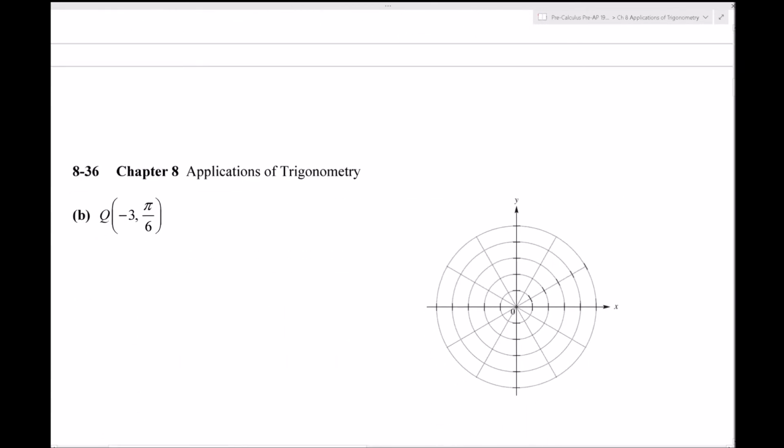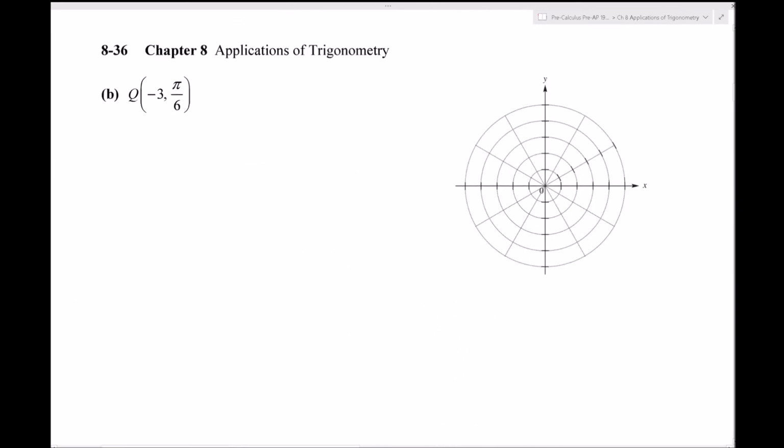Number 2. So we have negative 3, pi over 6. Plot it first and then find the coordinates. So let's plot it. How do you do negative 3? You would start just the way you normally would. So draw 3, right? 1, 2, 3. 3's there. So there's no disputing that's 3.